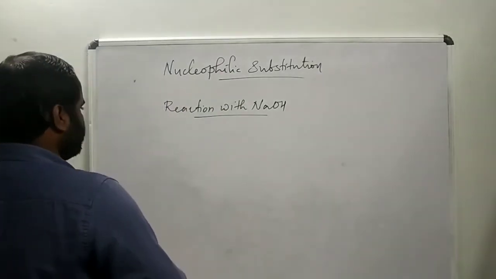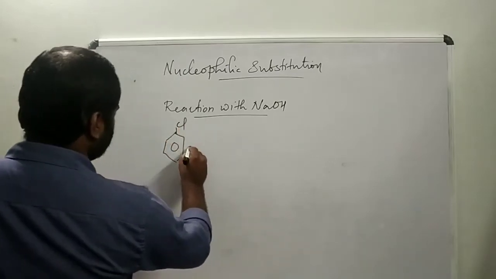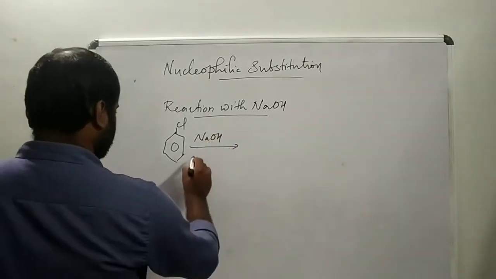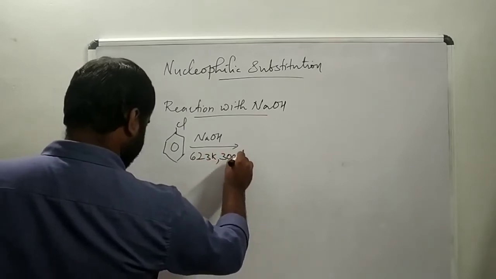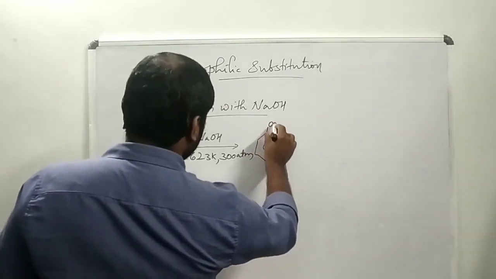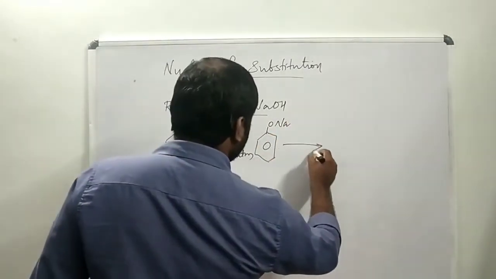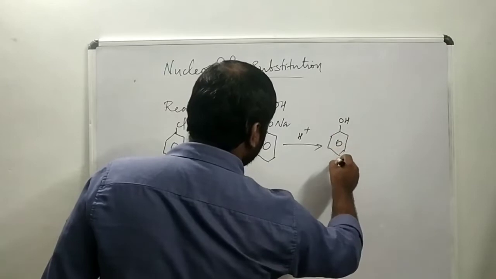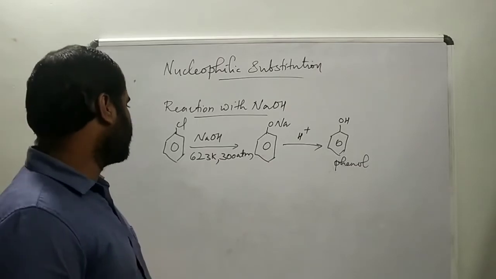So we can see the reaction here. First of all, this chlorobenzene reacts with NaOH, that is sodium hydroxide, at 623 Kelvin and 300 atm pressure. You get sodium phenoxide, ONa. So instead of chlorine you are getting sodium phenoxide. Then sodium phenoxide on acidification we get phenol. The product is phenol. This is the first nucleophilic substitution reaction.